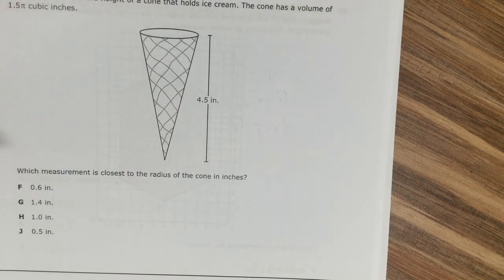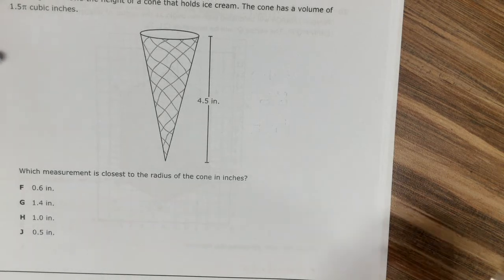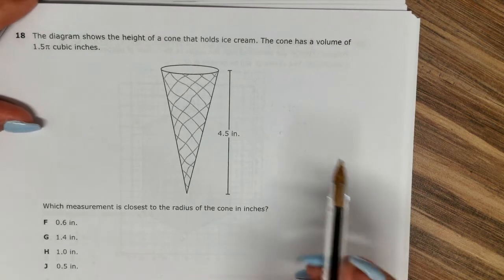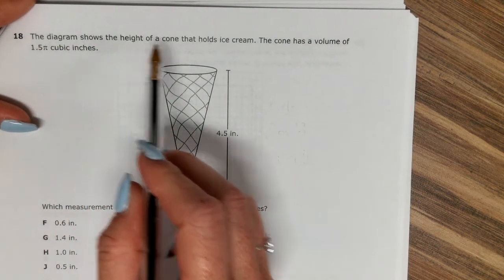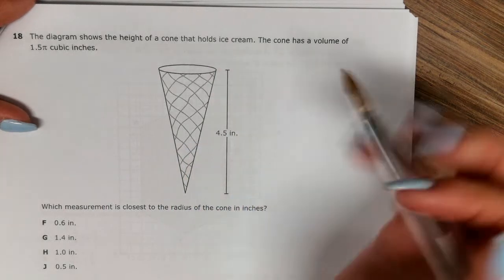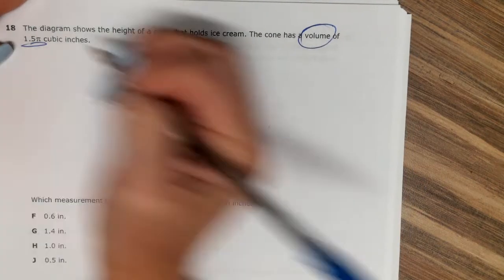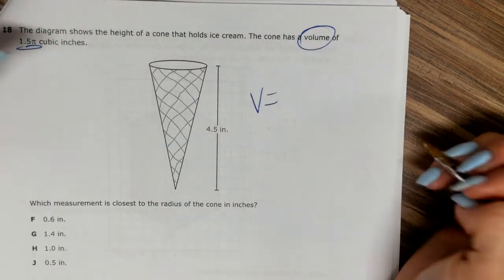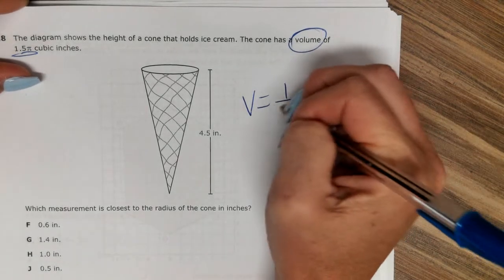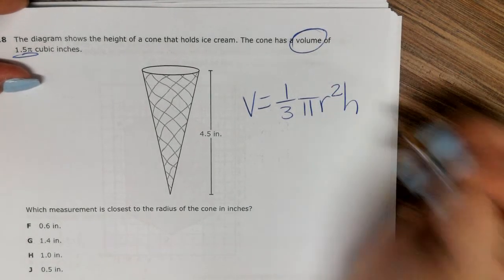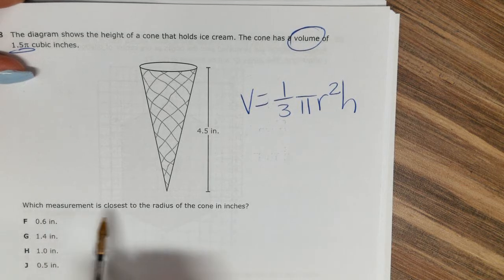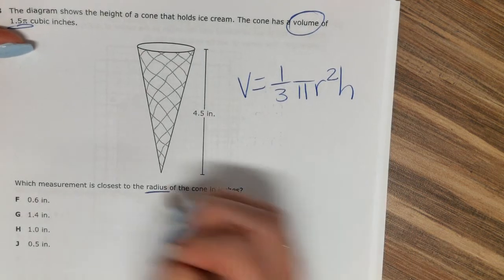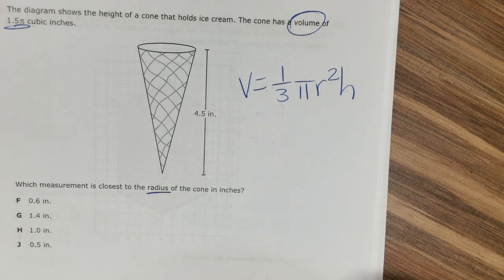So far, this test has been very easy. The only one that was kind of challenging was that last one that we were talking about. Number 18. Oh, now this one was hard. The diagram shows the height of a cone that holds its ice cream. The cone has a volume of 1.5 pi. So what's the formula, guys? Volume equals what? 1/3 pi r squared h. It wants to know which measurement is closest to the... Guys, you could have used the answer choices and just tried them out.